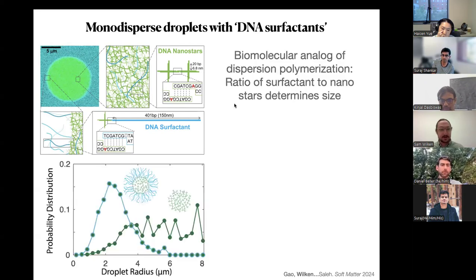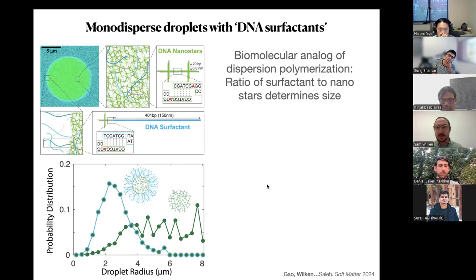Essentially what we do here is we mix different ratios of surfactant to nanostars, and we can see control of the droplet size. Relative to just nanostars by themselves, which undergo unbounded growth, like I told you about before, if you insert a surfactant, these long DNA molecules can stabilize the droplets.